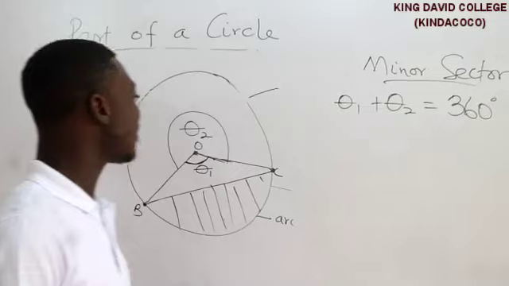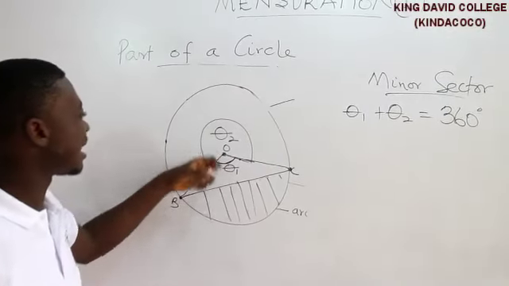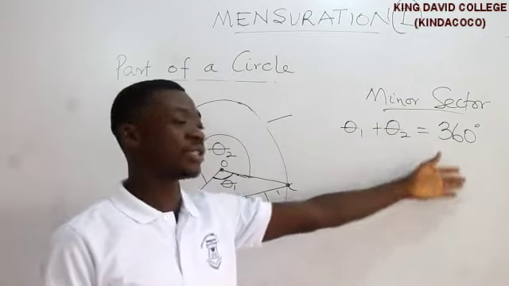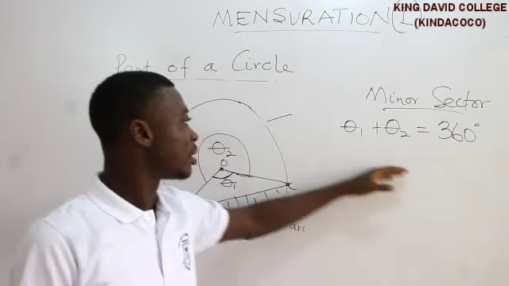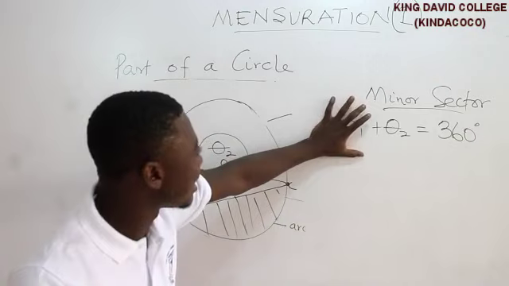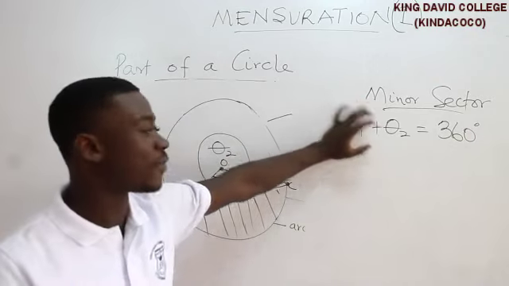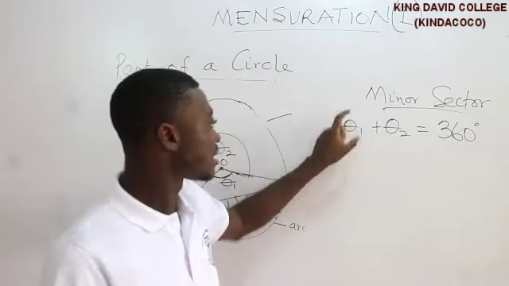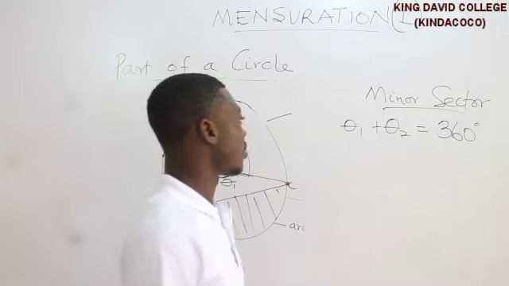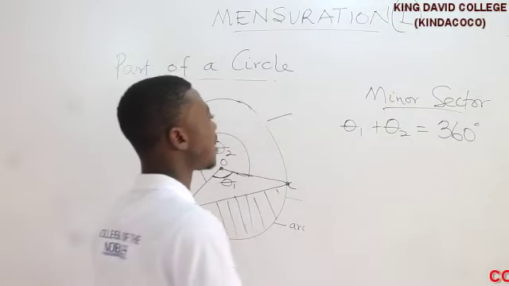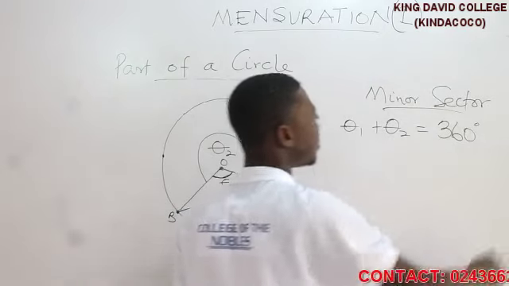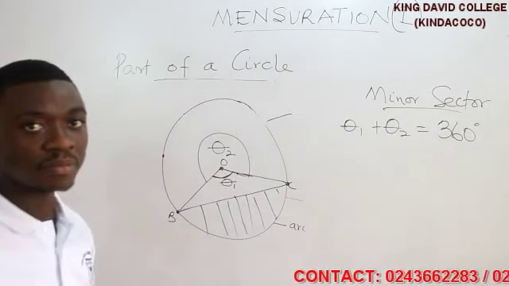Very well. So if I give you any of these and I ask you to find the other, you can determine that angle by using change of subject. Let's say I give you theta 1, but the sector you are working on requires that you use theta 2. You just send theta 1 to this side, and then you can get what you want. Or if I give you theta 2 and ask you to find theta 1, you can do that as well.